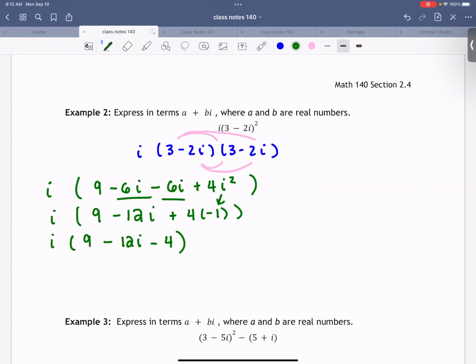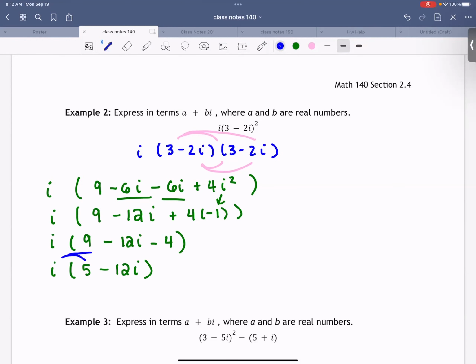Okay, and well, let's subtract the 9 and the 4. So 5 minus 12i. Okay. Where can we go from here now? Now you distribute i. Good, distribute the i.